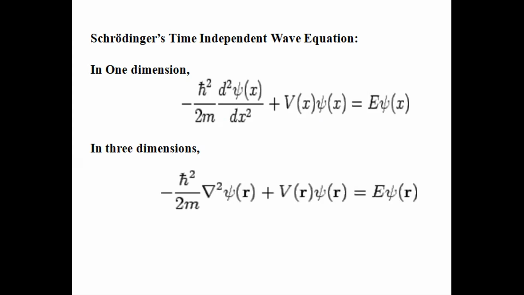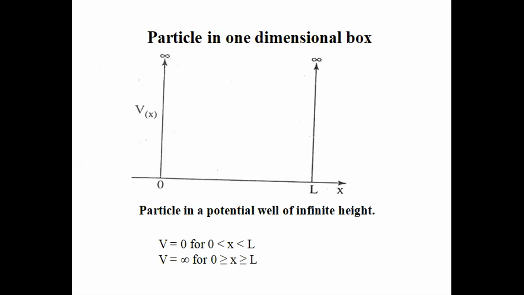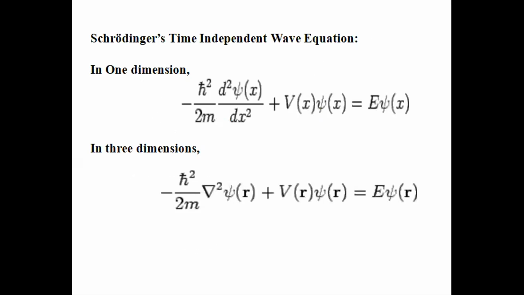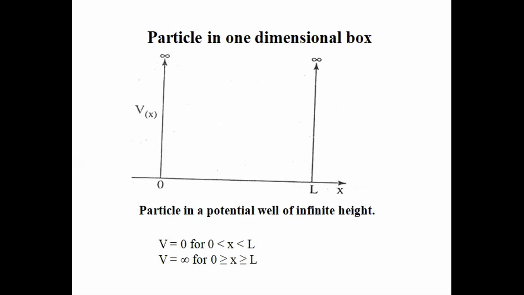In one dimension, the equation is minus h square by 2m d square psi(x) by dx square plus V(x) psi(x) is equal to E psi(x). In three dimensions, the same thing we will represent as minus h square by 2m del square psi(r) plus V(r) psi(r) equals E psi. And the application of the Schrodinger time-independent equation is the particle in a one-dimensional box.